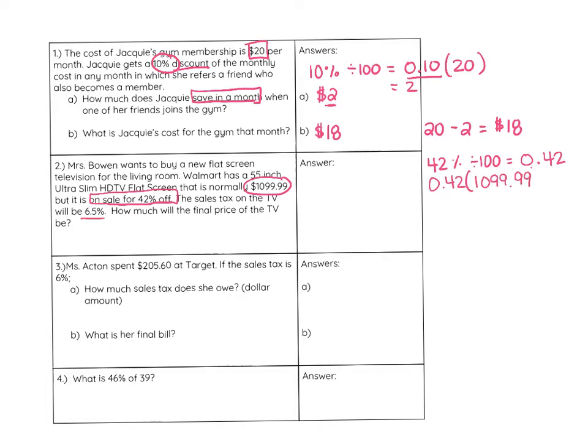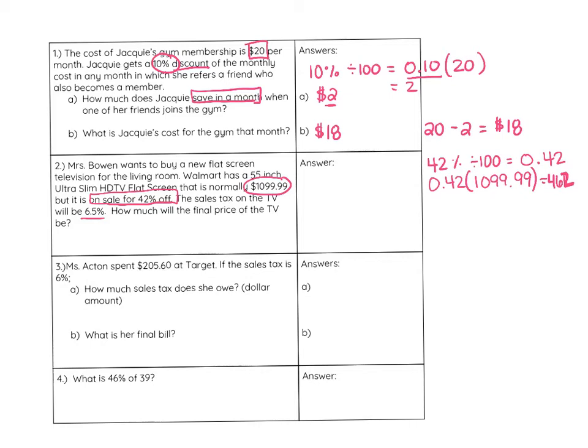So 1099.99. So let me get that number because I don't know that off the top of my head. 0.42 times 1099.99. So you get 461. It's a little more than that. So let me round that to 462. So $462, that is how much she's saving, but we have to figure out how much she would pay.